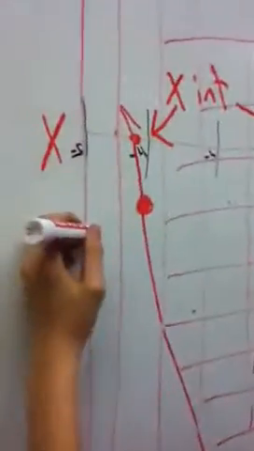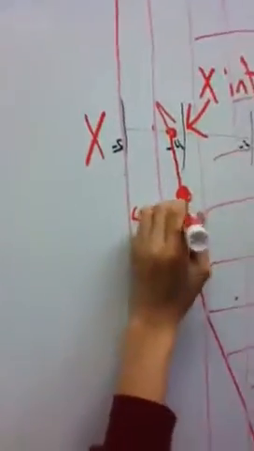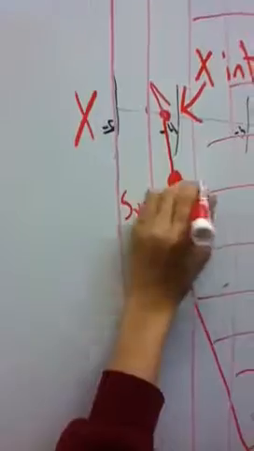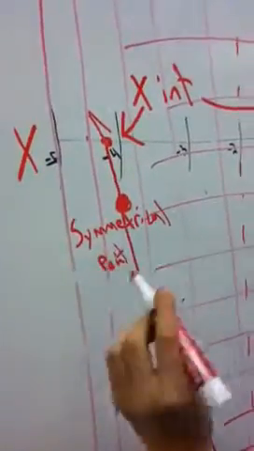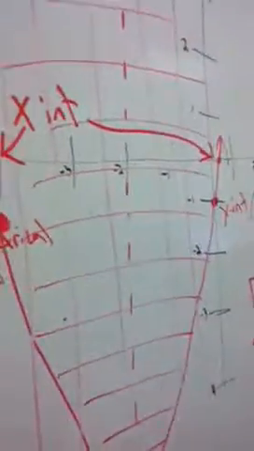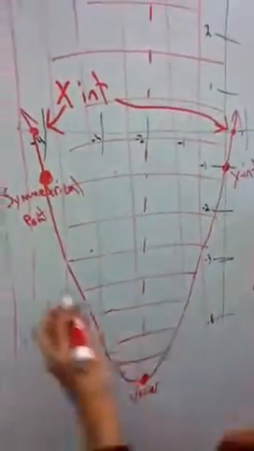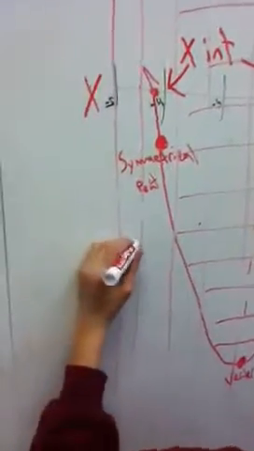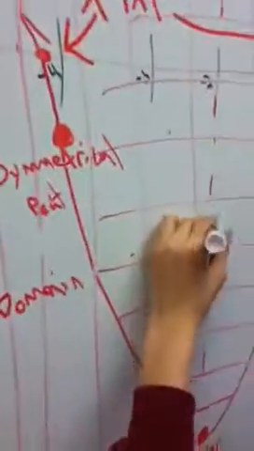And then the reflective point, or the symmetrical point, is right there. And then the domain and range is, so the domain is all this space on the problem, and the range is all the space inside the parabola. So this is all domain, and this is all range.